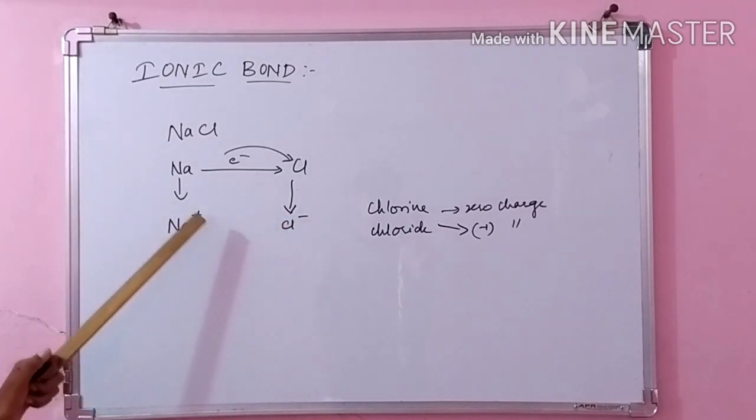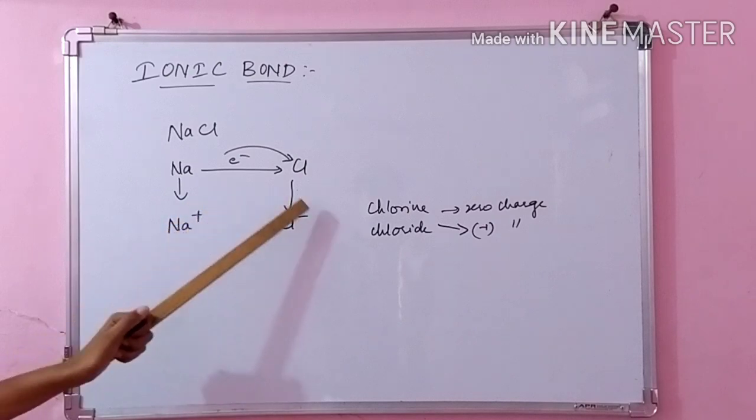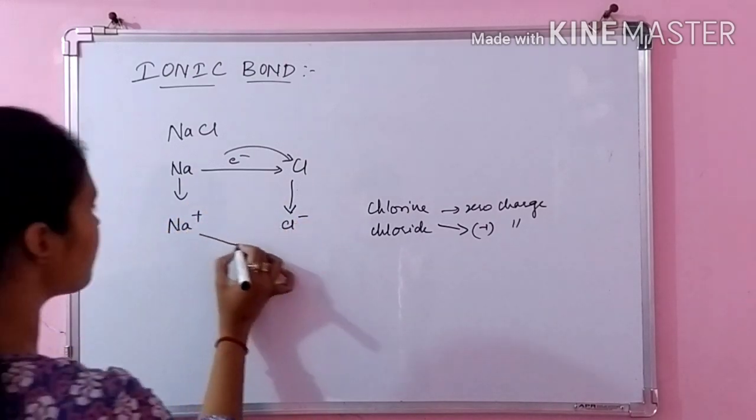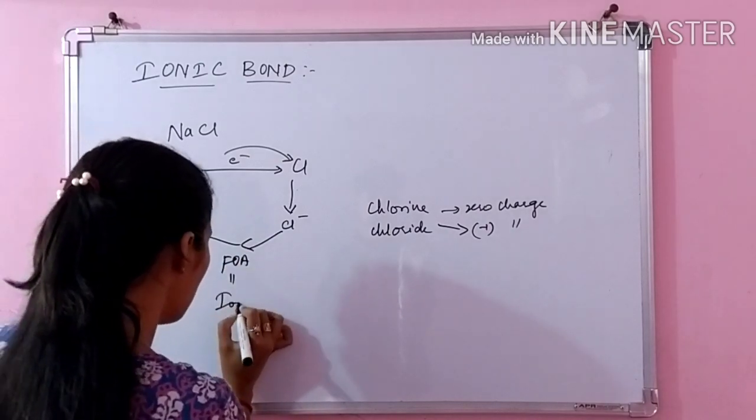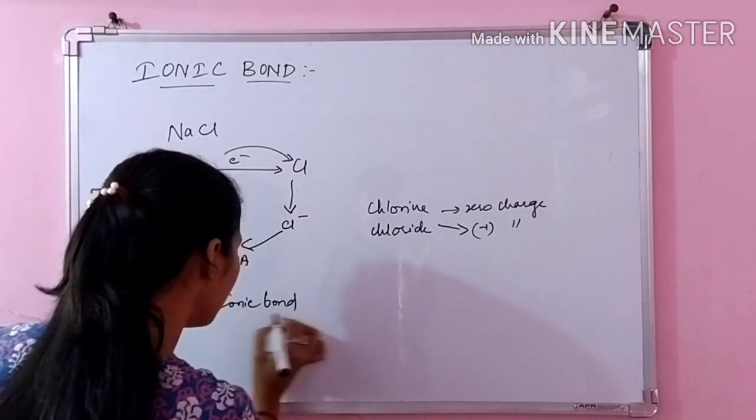Since these are now oppositely charged, you know that oppositely charged ions will attract each other. So there is a force of attraction between these two. This force of attraction is nothing but your ionic bond. So this ionic bond formation takes place.